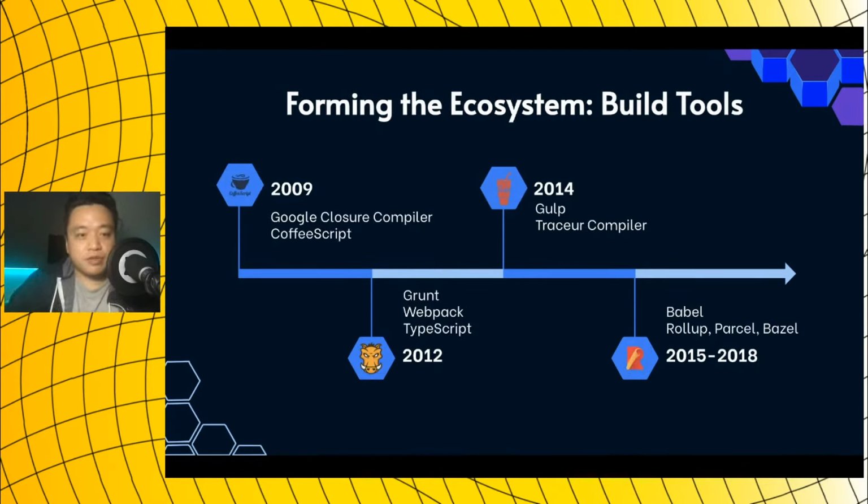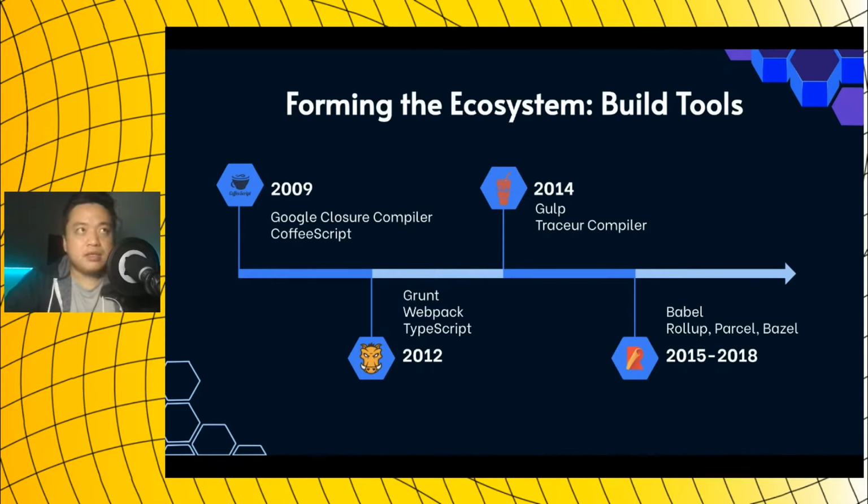Apart from runtimes, we also have build tools. I didn't know this, but apparently Google Closure Compiler dates all the way back to 2009, as well as CoffeeScript, Grunt, Webpack, and TypeScript in the 2012 vintage. In 2014 you got Gulp and Traceur, but quickly Traceur was replaced by Babel, and then we got the newer bundlers as well, like Rollup, Parcel, and also Bazel, which was out and about in that period.